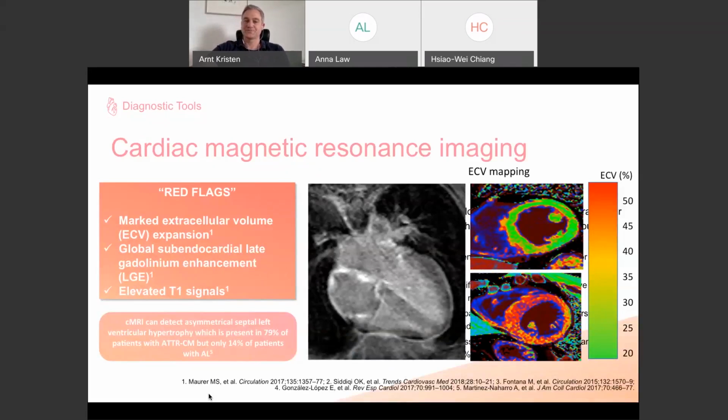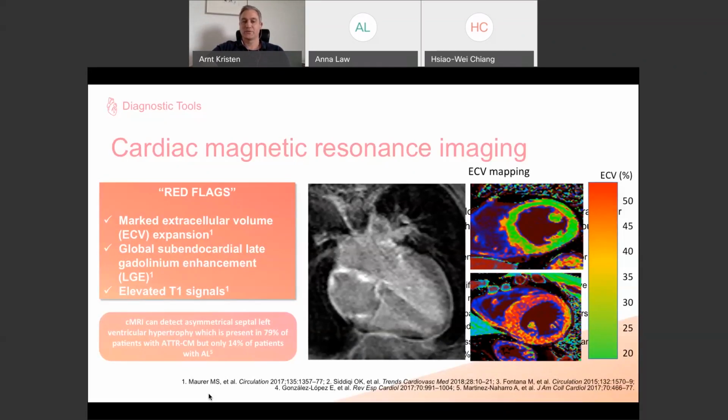Moreover, cardiac magnetic resonance imaging has become more and more available and has been used in patients with heart failure or hypertrophy.